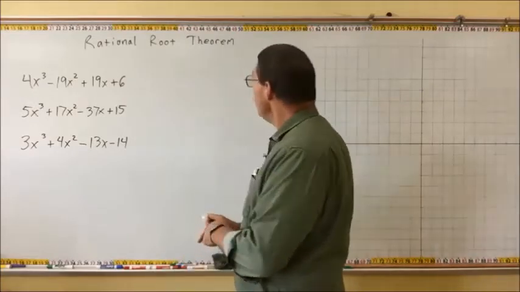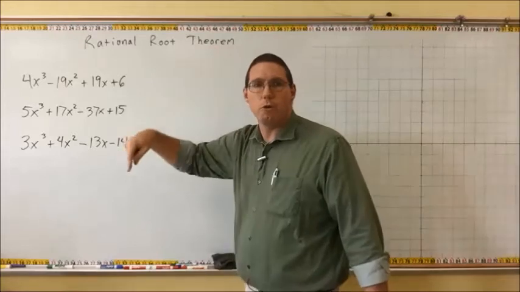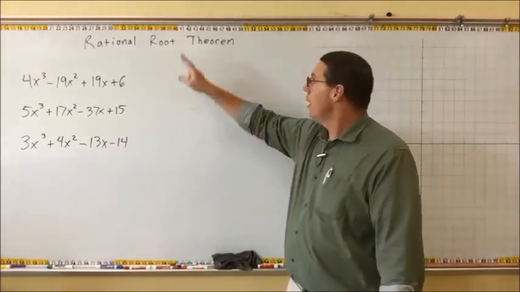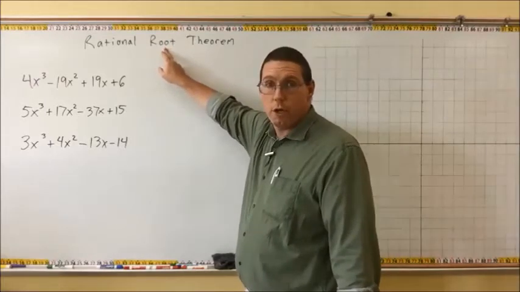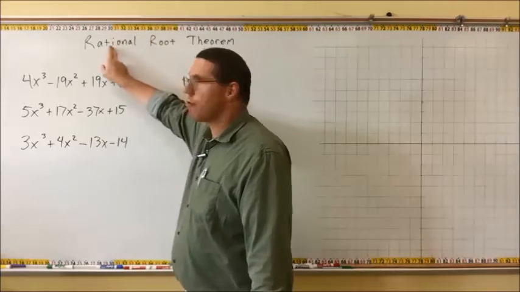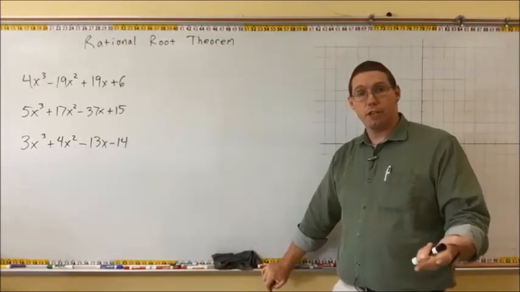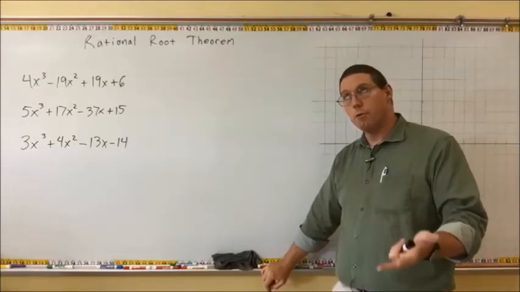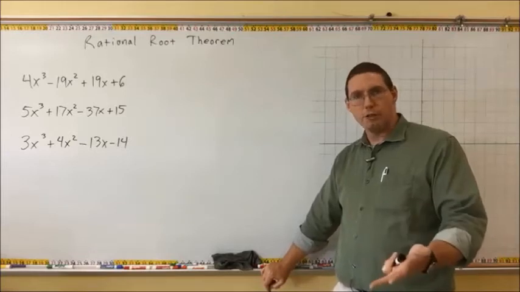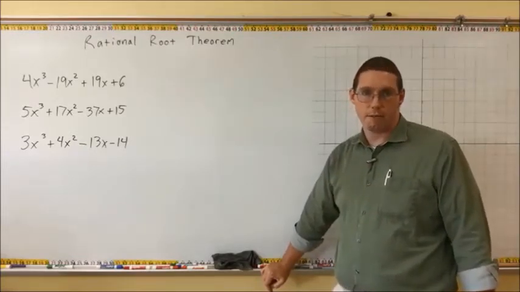The rational root theorem is a theorem that will tell you all of the possible answers to a polynomial function if those answers are rational. So if the roots of a function are not rational numbers, then the rational root theorem will not reveal those answers.